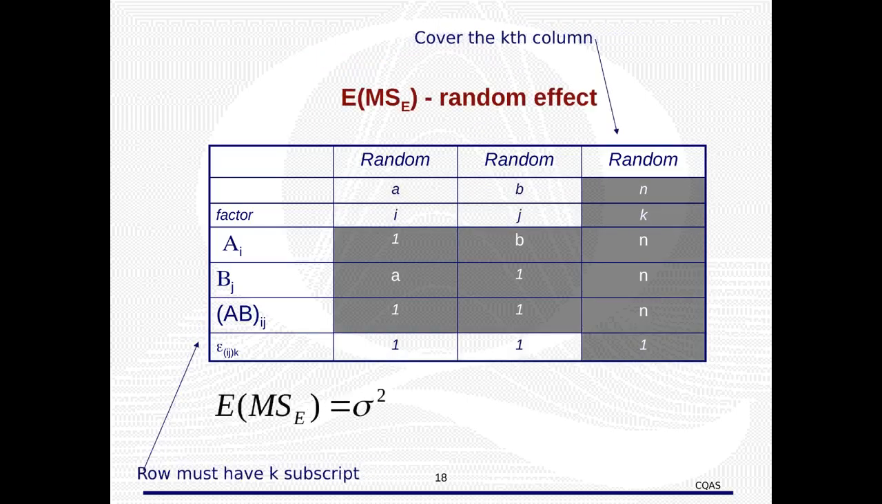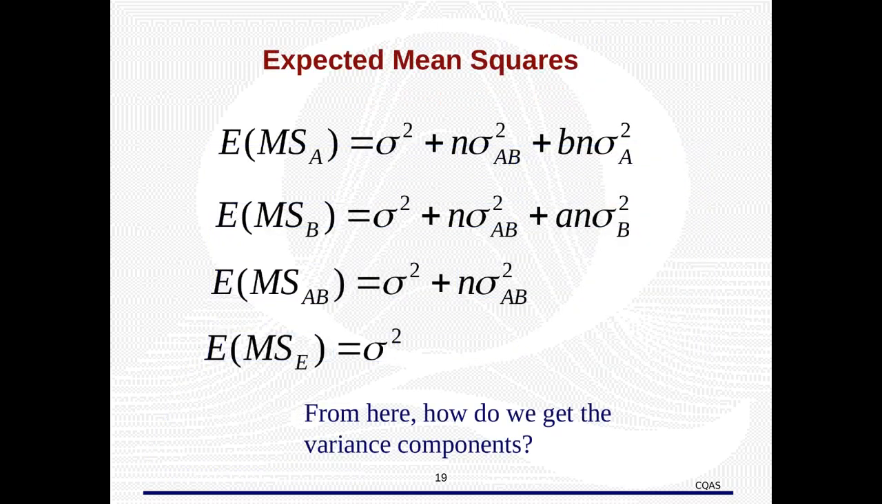Notice here that the last column is the only one with a live subscript for K, so we cover that column. We need to cover all 3 effect rows, since each one has an absent subscript in the K column. So here all that is left is the ones in the error row, which means that the EMS for error will be sigma square. This will always be the case. Here are the expected mean squares. Now how do we get the variance components?